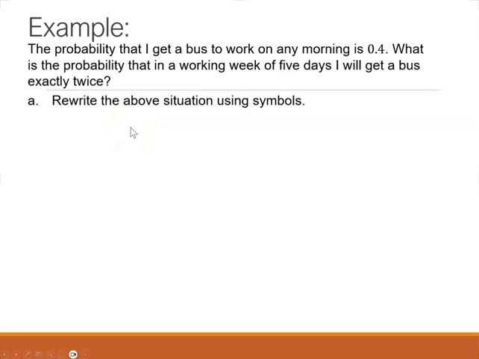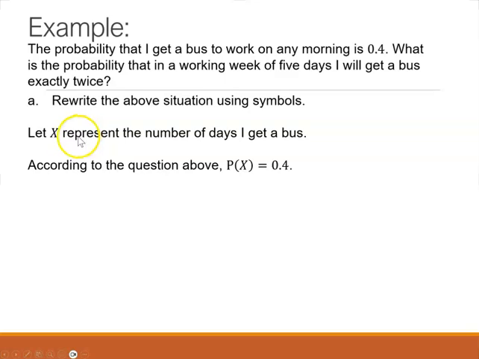Okay, let's look at another situation. The probability that I get a bus to work on any morning is 0.4. Find the probability that in a working week of 5 days, I will get a bus exactly twice. So if I want to rewrite the situation in symbols, first I should define whether this is a binomial distribution or not. So, are there a finite number of trials?